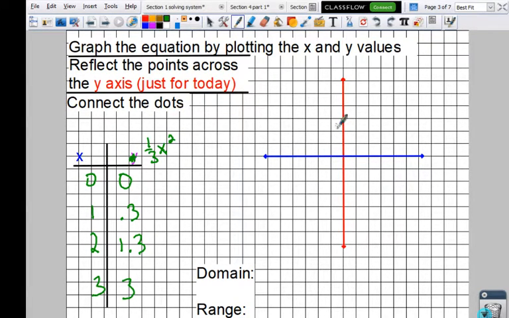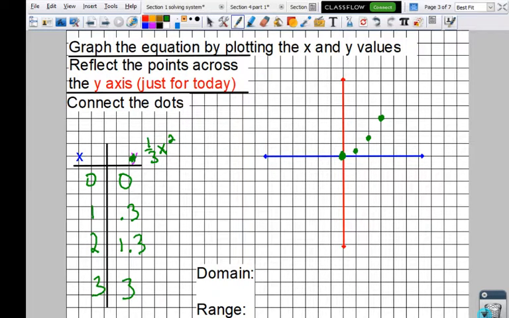So on my graph right here, I'm going to graph (0, 0), (1, 0.3), (2, 1.3), and (3, 3). Alright, so (0, 0). You guys have done graphing before, I'm not really worried about it. 1, 0.3, I'm going to estimate right there. 2, 1.3, and then 3, 3. Alright, so I've got a bunch of dots here.